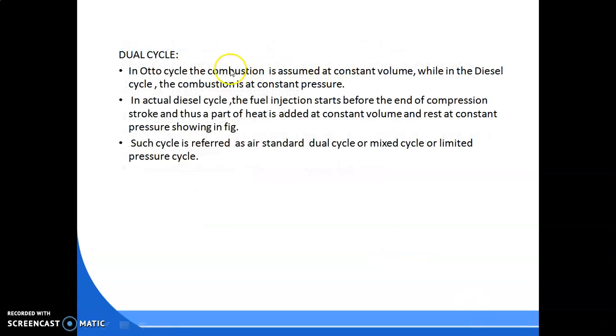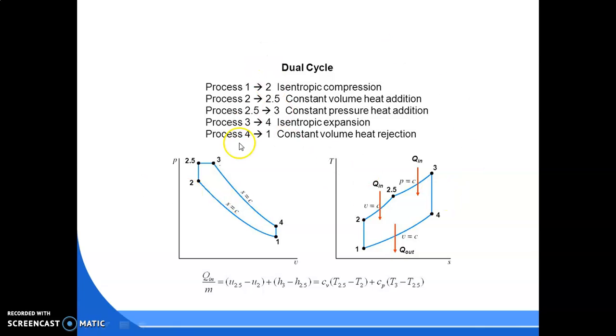Then we will discuss the dual cycle. In the Otto cycle, the combustion is assumed at constant volume, while in the diesel cycle, the combustion is at constant pressure. In an actual diesel engine, the fuel injection starts before the end of compression, and thus a part of the heat is added at constant volume and the rest at constant pressure. Such a cycle is referred to as the air standard dual cycle, or mixed cycle, or limited pressure cycle. So this is the dual cycle where the heat addition takes place at constant volume and constant pressure. Clear? That we will discuss.